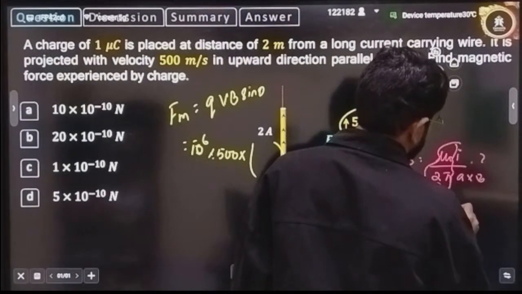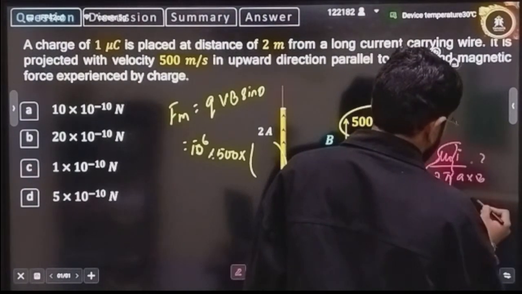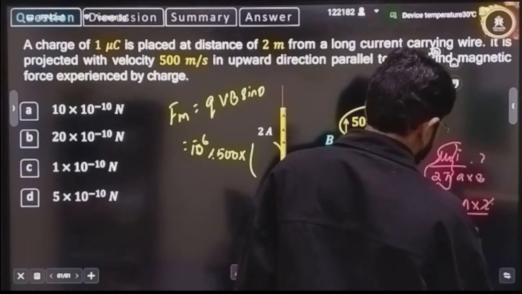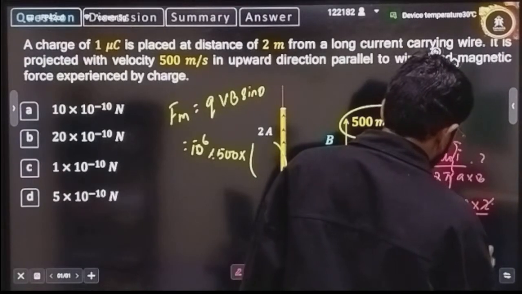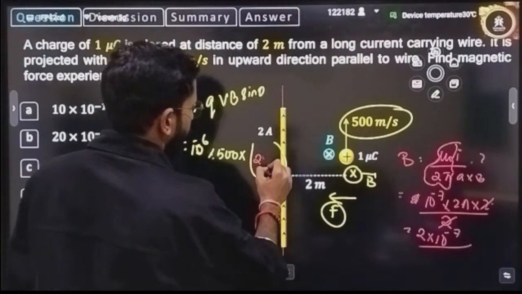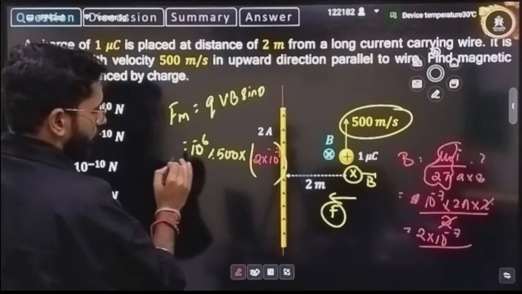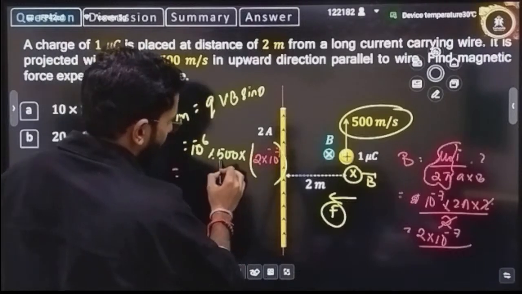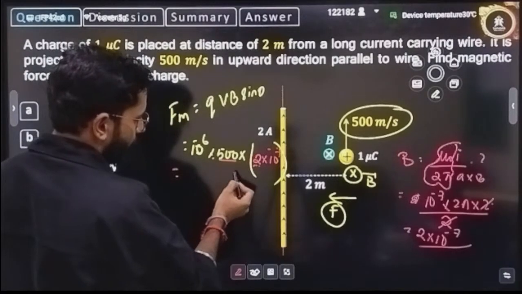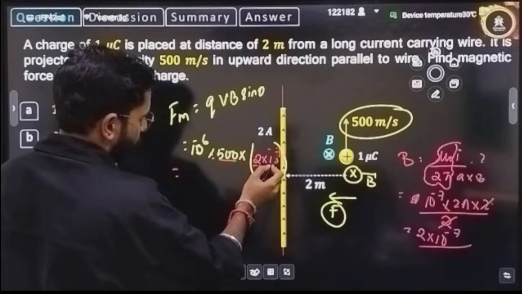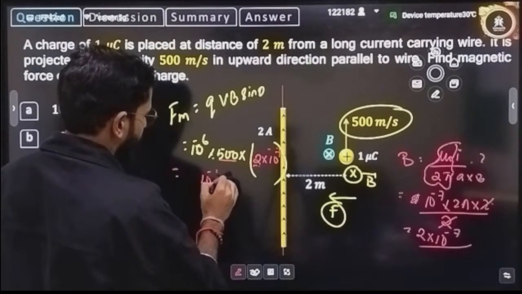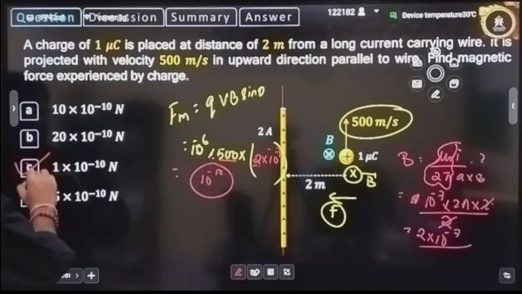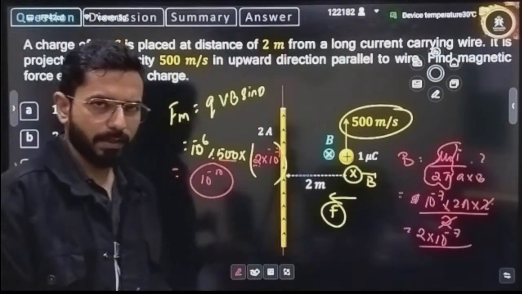All of you do the calculation, maybe a calculation mistake will be there. The factor of 2 that I have multiplied here, and here the distance is equal to 2, this 2 will be cancelled. This will be 2 into 10 power minus 7. Now this is what we have to multiply. 500 into 2 gives 10 power 3, so overall I think this should be the answer, 1 into 10 power minus 10. According to me, if there is no calculation mistake, option C will be the correct answer.